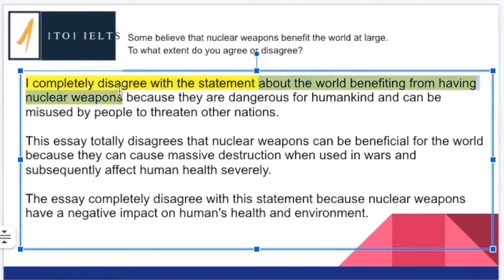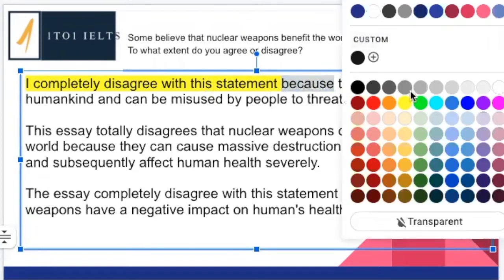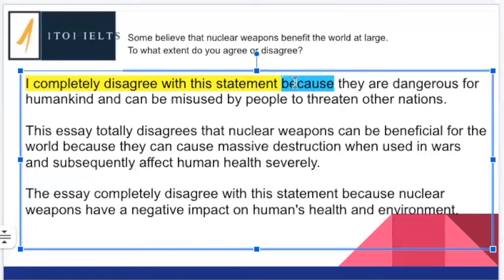I would say, because paraphrasing is just one of those tricky things, and we've already paraphrased what the question is talking about, it's probably best to just remove this part, and it's going to make our life a lot easier. So I completely disagree with, rather than saying this statement, because we just read about it, this statement. Then we're going to use a conjunction here, a joining word. So because or as are both going to work here. And then after because, we're always going to have a clause. So we've got, they are dangerous for humankind.